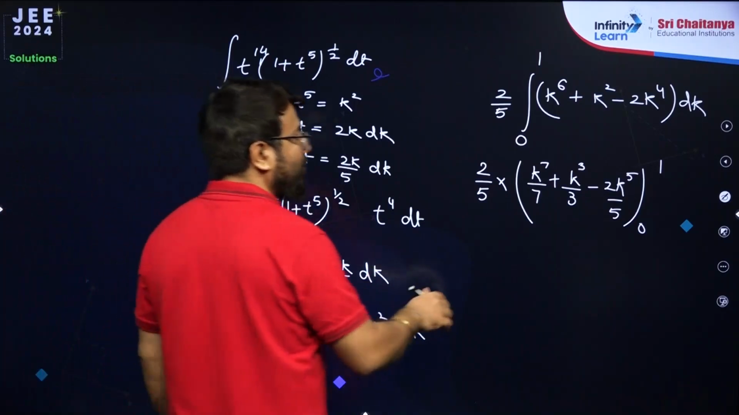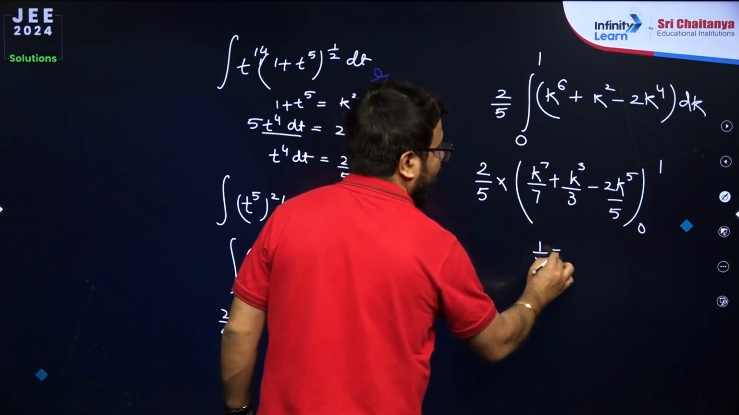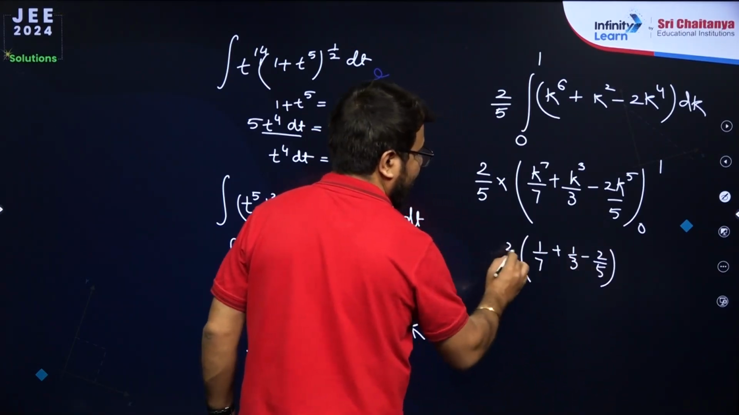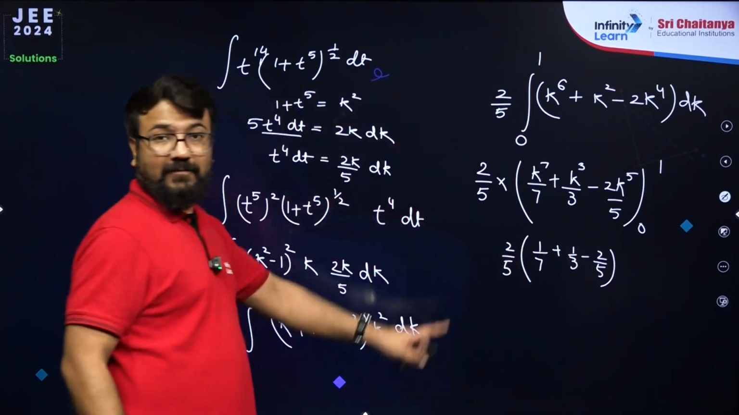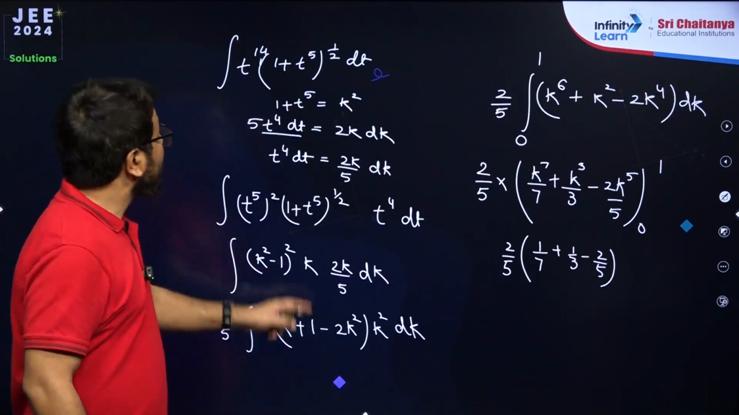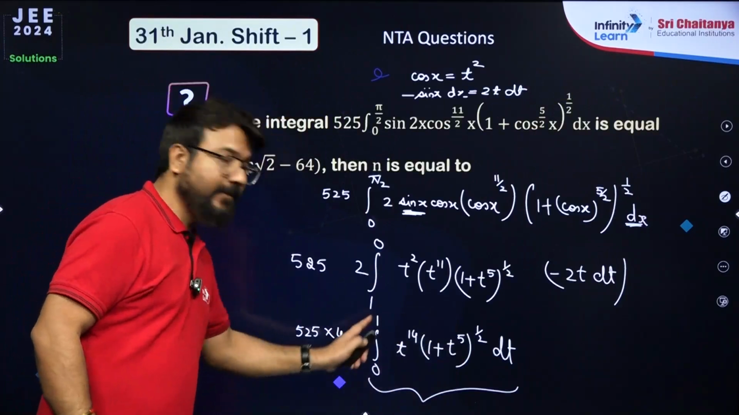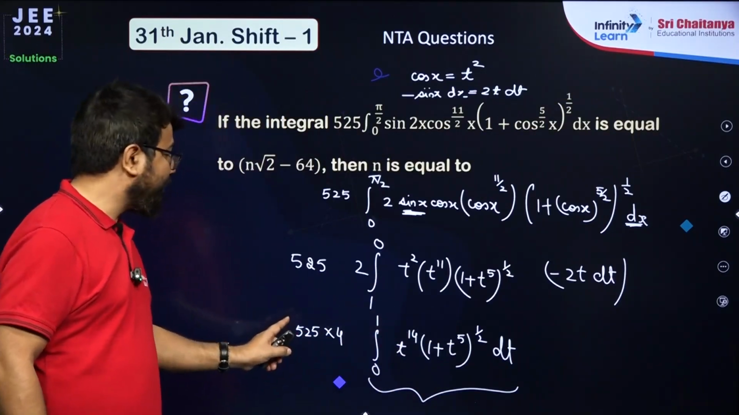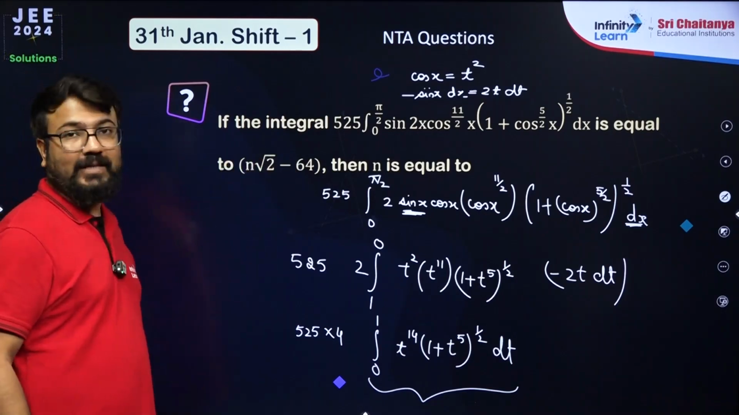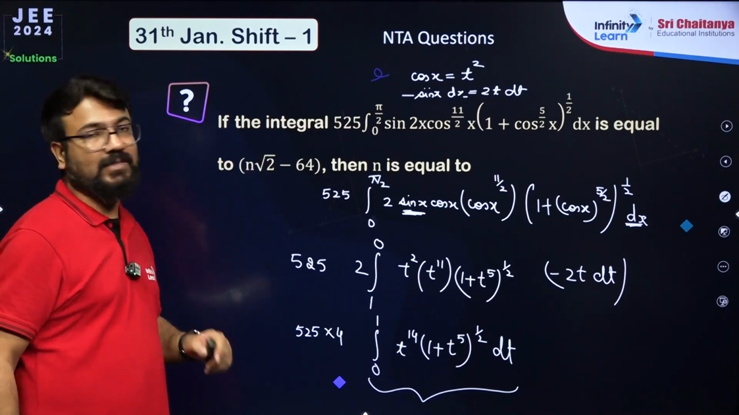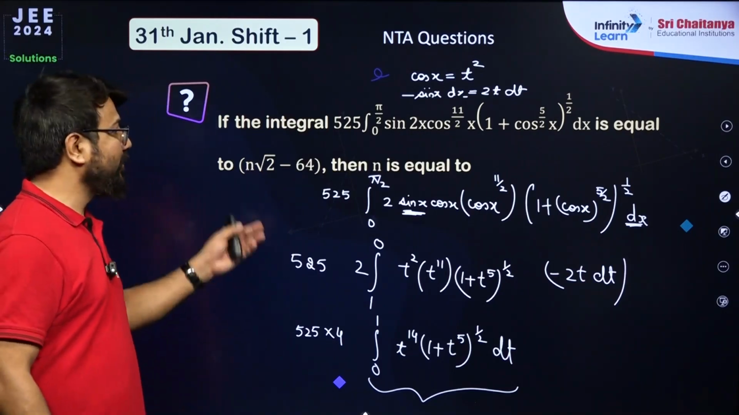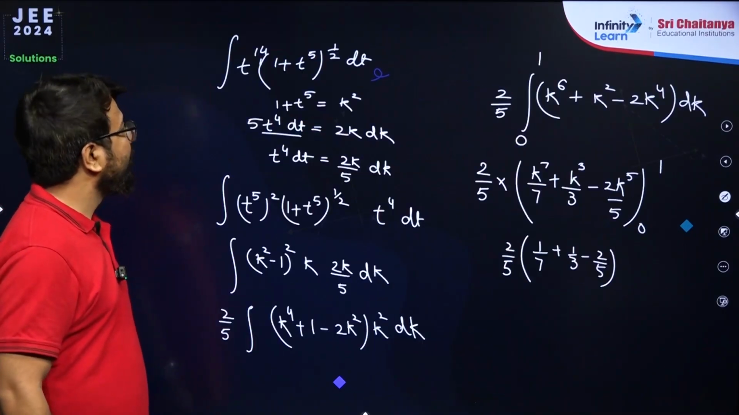So we'll just substitute the value of k as 1. So 1 by 7, 1 by 3, minus 2 by 5. This is being multiplied with 2 by 5. And after getting this result, we'll be placing the value over here, because we started with the integration of this result. And this will be multiplied by 5 to 5 into 4. So ultimately, we will be able to get the value of n root 2 minus 64. Are you getting my point? How to get the value of this expression n root 2 minus 65.